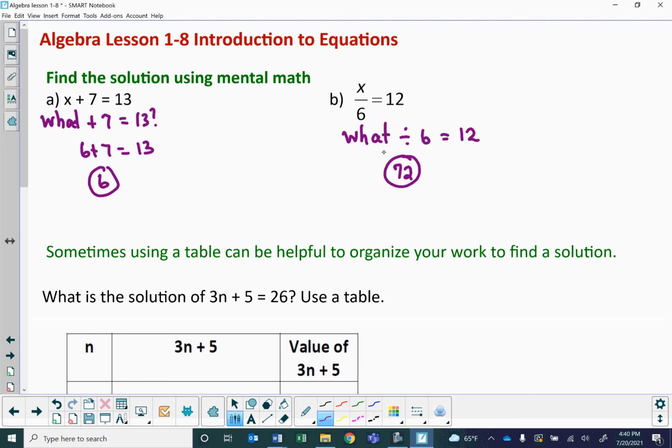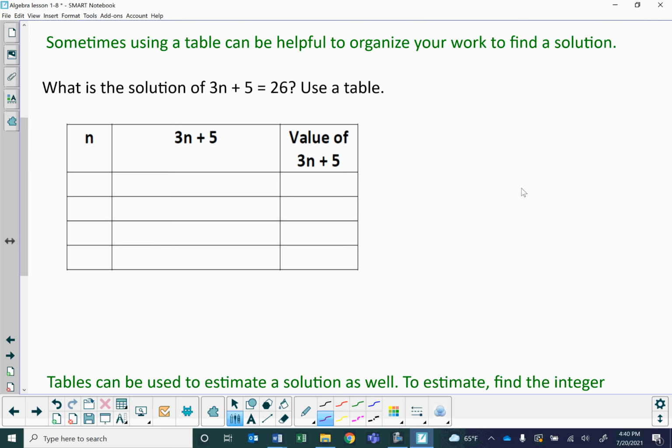Another way to solve equations is using a table, because that can be really helpful to organize some of your information. And we're going to be using tables later on when we do a lot of graphing. So it's probably a good idea to get into the idea of making tables and how to make up a table. It says, what is the solution of 3n plus 5 equals 26? Use a table. 3n plus 5 equals 26.